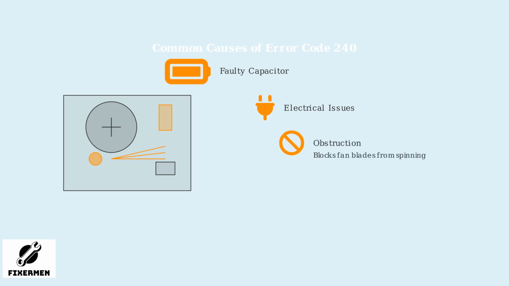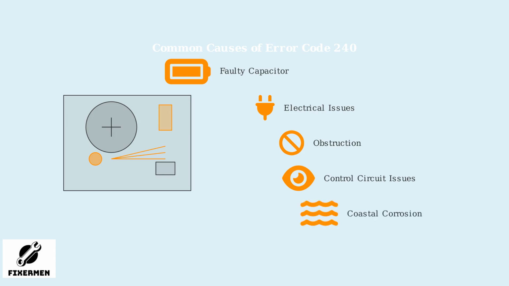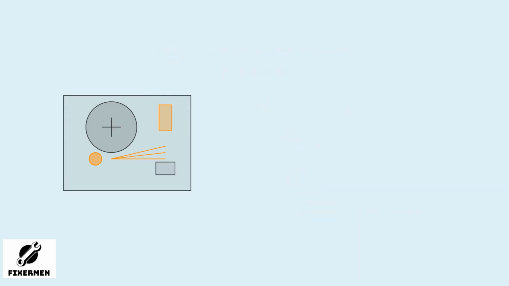Sometimes, a simple obstruction such as debris or dirt can block the fan blades, stopping the fan from spinning freely. This physical blockage prevents proper airflow and cooling. The control circuit, which monitors fan speed through sensors, may misread the fan's performance due to faulty sensors or wiring. This leads to false error signals even when the fan is working. Coastal corrosion is a growing risk factor, especially in areas near the ocean. Salt air can corrode metal components, damaging the capacitor, wires, and fan motor over time.